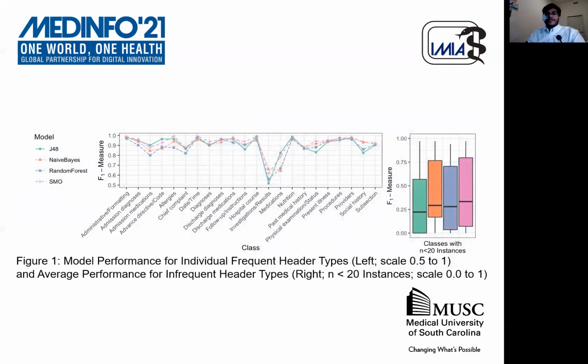In our efforts to explore that low macro average performance, we looked towards our corpus. When looking at the F1 measure by class for each of the classifiers, we can see that aside from investigations and results, the vast majority of classes had an F1 measure above 0.8. If we just look at the average F1 measure of classes with fewer than 20 instances, we can see lower performance on average with each classifier.